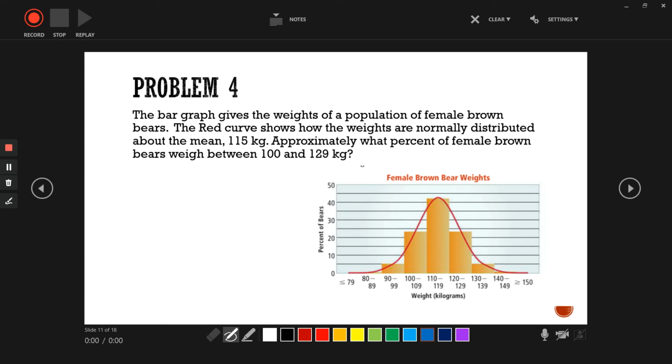All right, next one. The bar graph gives weights of a population of female brown bears. The red curve shows how the weights are normally distributed about the mean of 115 kilograms. Approximately what percent of female brown bears weigh between 100 and 129 kilograms? So here I can see the 100 mark, and here's the 129 mark, right? So here is our middle. So it looks like 1, 2, and 3 standard deviations like this, right? So again, this is the same 68%, right?